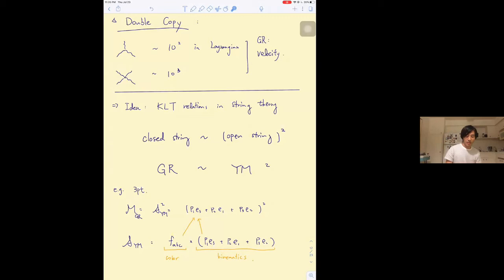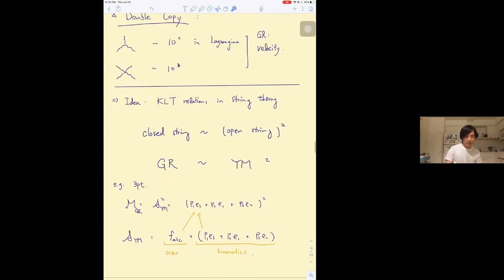This is not a coincidence, because this simple object is actually the kinematic part of the Yang-Mills 3-point amplitude. So you can see here that this is a Yang-Mills amplitude with a color factor and a kinematic factor. When you replace the color factor with the kinematic factor, you get the corresponding gravity amplitude at 3-point. This is the standard KLT relation. The simplest example is 3-point, and there's a generalization to arbitrary n-point at tree level.